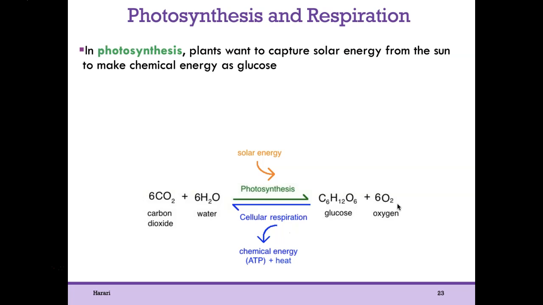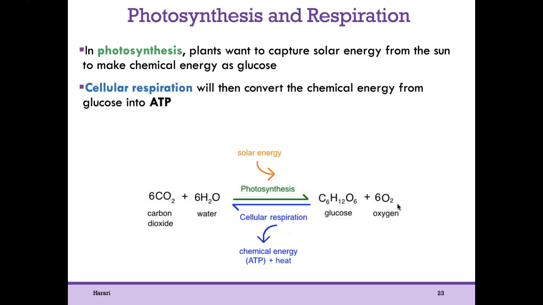So to recap, in photosynthesis, plants want to capture solar energy from the sun to make chemical energy as glucose. Cellular respiration will then convert the chemical energy from glucose into ATP. Right? ATP can then be used for all the metabolic processes a cell needs. So what we're doing now, again, is we're taking solar energy, so we can make higher energy bonds between carbon dioxide and build it up into a higher energy glucose that can then be used to make ATP for the cell. So we're going to talk about photosynthesis now, step by step.